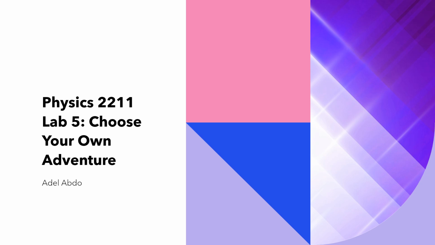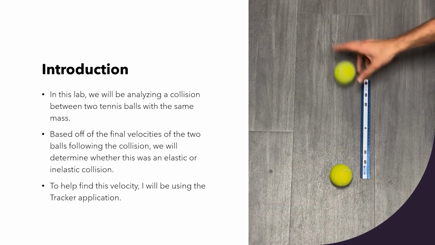This is Physics 2211 Lab 5. Choose Your Own Adventure by me, Adil Abdu. In this lab, we will be analyzing a collision between two tennis balls with the same mass, as seen in this picture on the right. Based off the final velocities of the two balls following the collision, we will determine whether this was an elastic or inelastic collision. To help find this velocity, I will be using the Tracker application.